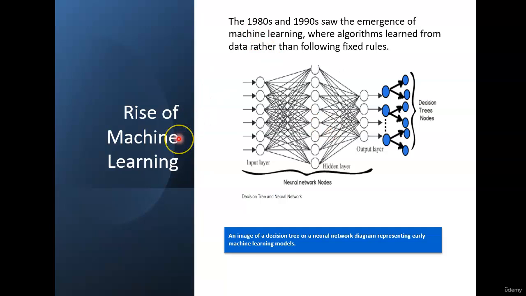Rise of machine learning. The 1980s and 1990s saw the emergence of machine learning. Unlike earlier AI approaches that relied on predefined rules, machine learning allowed computers to learn from data and improve over time.